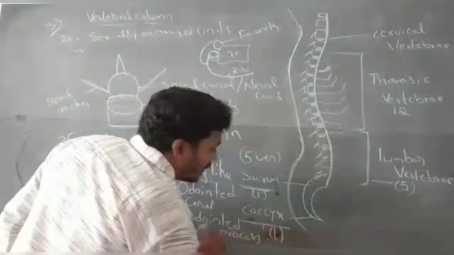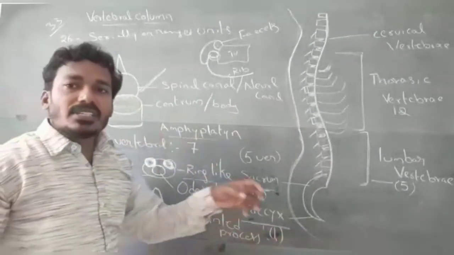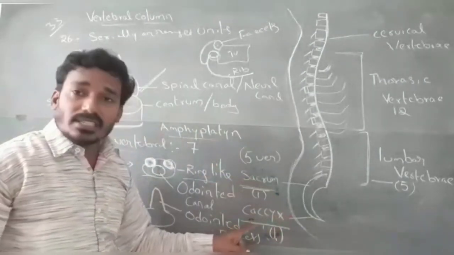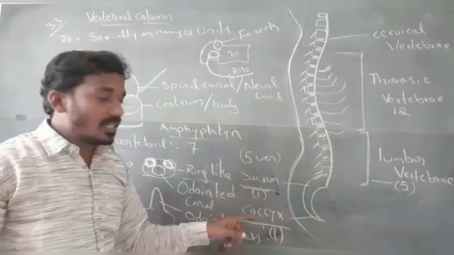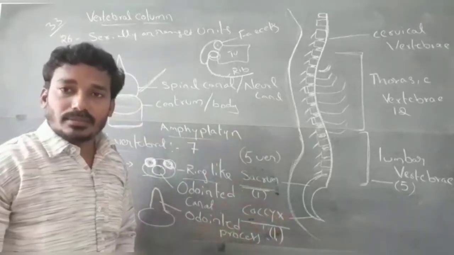The coccyx is a vestigial vertebra in humans.